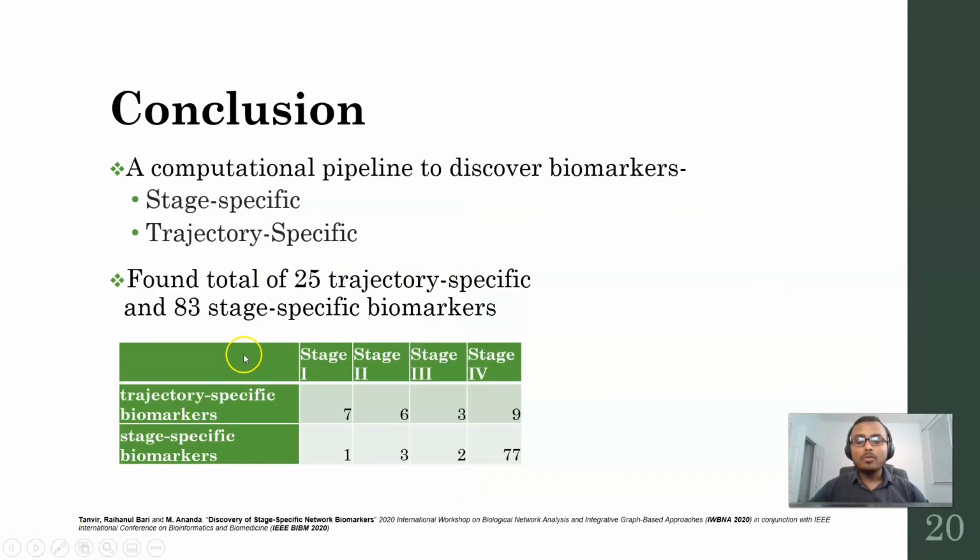So in conclusion, we are proposing a computational pipeline to discover biomarkers. And we are finding 2 kinds of biomarkers. One is the stage-specific biomarkers, which are related to that particular stage, either stage 1, stage 2, stage 3, or stage 4. And the second kind is trajectory-specific biomarkers, which means that the biomarker is present in all 4 cancer stages, but not in the normal patients. We found a total of 25 trajectory-specific biomarkers and 83 stage-specific biomarkers.